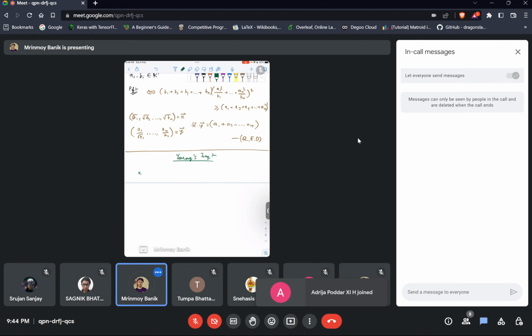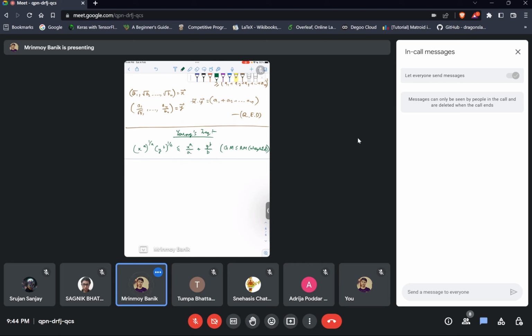You have, so x and y are two observations. You have x power a power 1 by a and y power b power 1 by b is less than or equal to x power a by a plus y power b by b. This is by GM less than or equals to AM, the weighted version. So this is weighted AM-GM inequality, right? So the observations are x and y, and the weights are 1 by a and 1 by b.